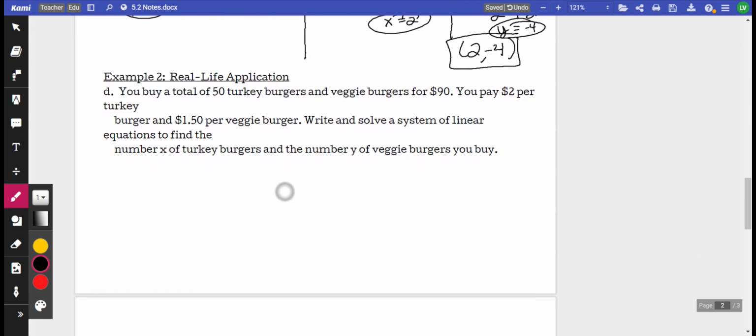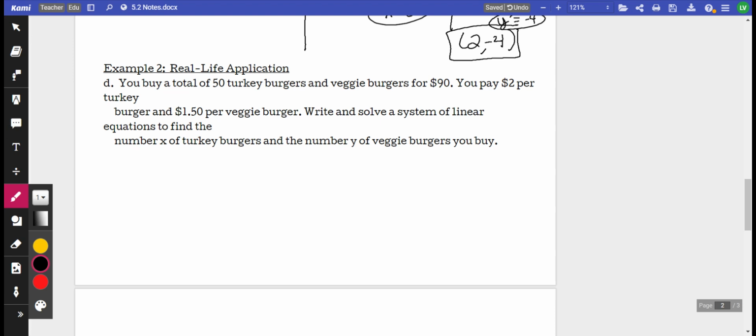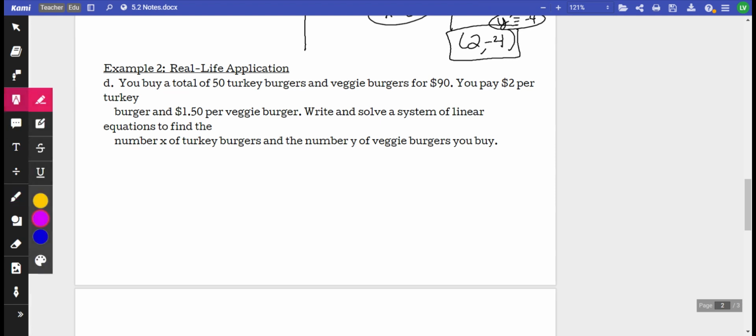So, real life application. You buy a total of 50 turkey burgers and veggie burgers for $90. You pay $2 per turkey burger and $1.50 per veggie burger. Write and solve a system of linear equations to find the number x of turkey burgers and the number y of veggie burgers you buy. So I'm going to highlight some important information. You buy a total of 50 turkey burgers and veggie burgers. It costs you $90. You pay $2 per turkey burger and $1.50 per veggie burger.